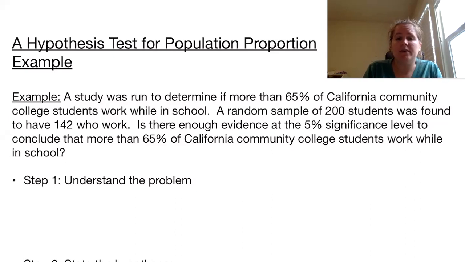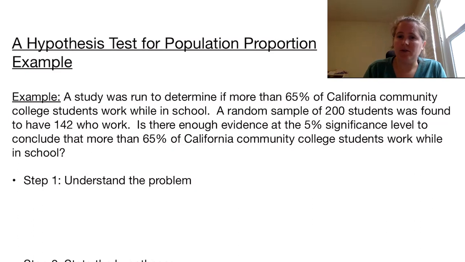So in this example, a study was run to determine if more than 65% of California community college students work while in school. A random sample of 200 students was found to have 142 who work. Is there enough evidence at the 5% significance level to conclude that more than 65% of California community college students work while in school? So the first thing we need to do is simply understand the problem.